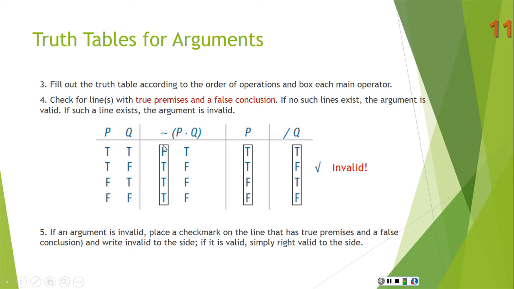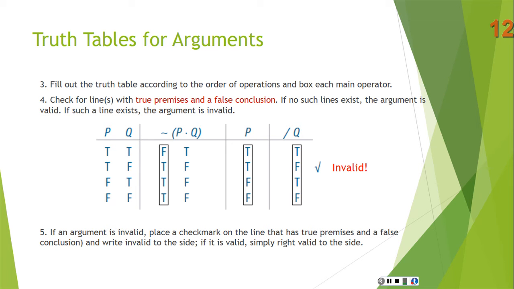Since this is the main operator, we box it. And then we have P. What are the possible truth values for P in combination with the premises and the conclusion? You just list the truth values for this column, and you list it over here: true, true, false, false. And then for Q it's the same thing: true, false, as you see here. Okay, so now we've filled out our entire truth table.